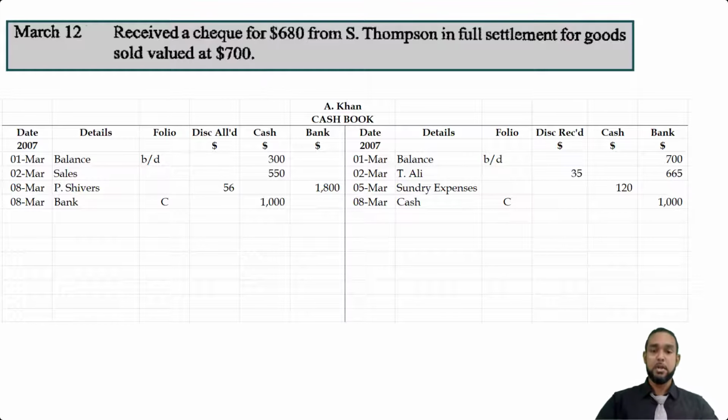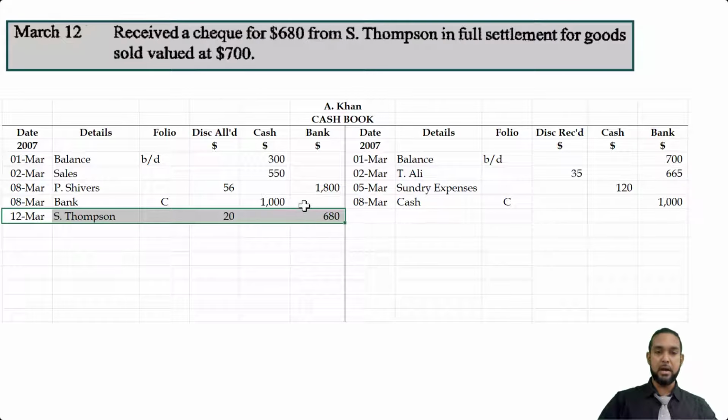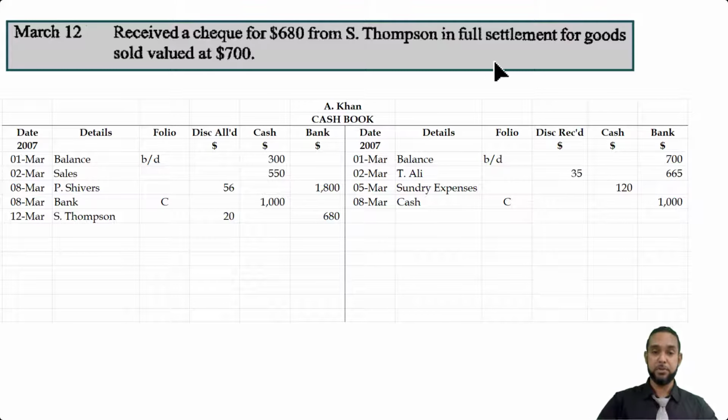Thompson discount. So we're going to see this entry being put on the debit side of the cash book, right? So on the 12th, on the bank, because it was a check received from S. Thompson, check for $680, and the discount allowed says $20, right? And $680 plus 20 will give us back the original amount of $700.